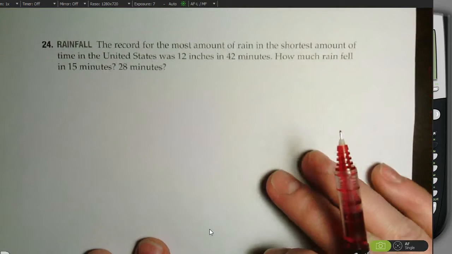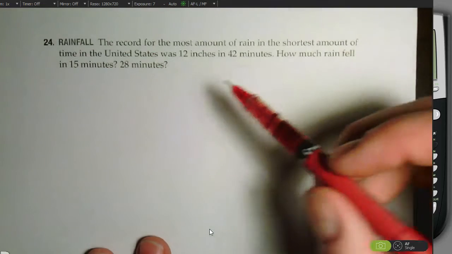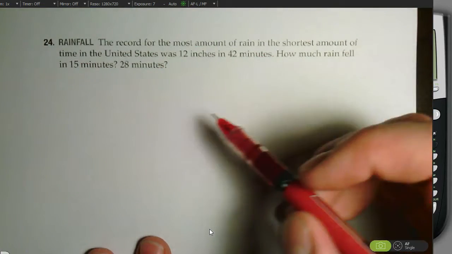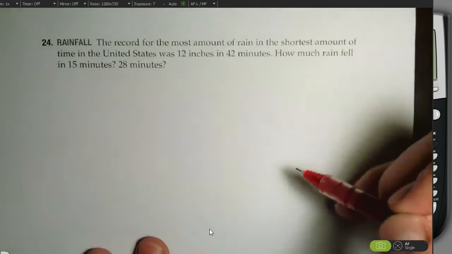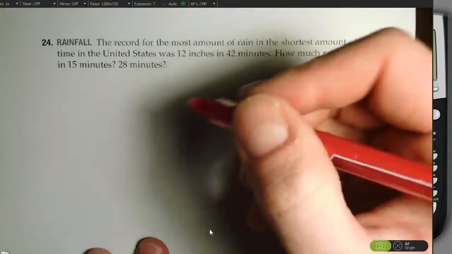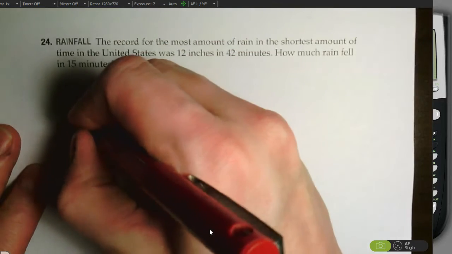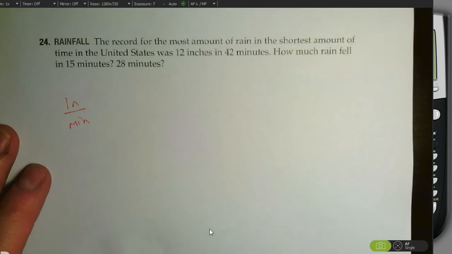So whenever you start a problem like this, you have to make a decision. Are you going to do rain to rain, which would be inches equals time to time, or inches to time equals inches to time? To me, it doesn't really honestly matter. I'll do inches to time, I don't know, I just feel like doing it that way.